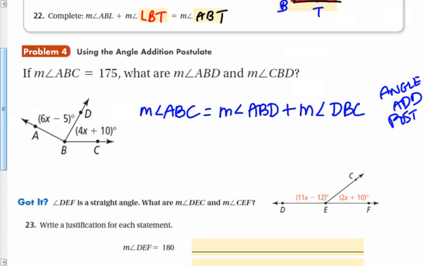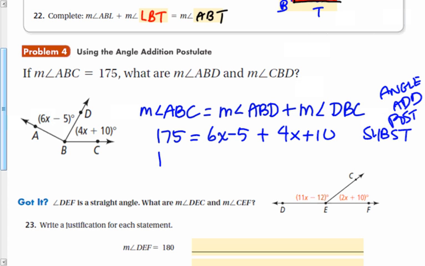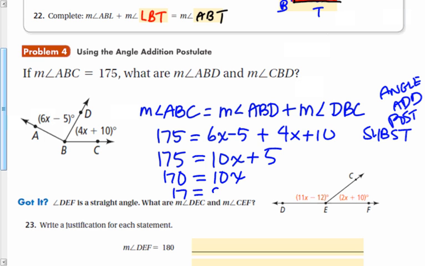And now, let's just substitute expressions or values for each of these. The measure of angle ABC is 175. The measure of angle ABD is the expression 6x minus 5. And the measure of angle DBC is 4x plus 10. That was just substitution. I'm going to simplify that, and I get 10x plus 5. Then I'm going to subtract 5 from both sides, divide both sides by 10, and I get x is 17.